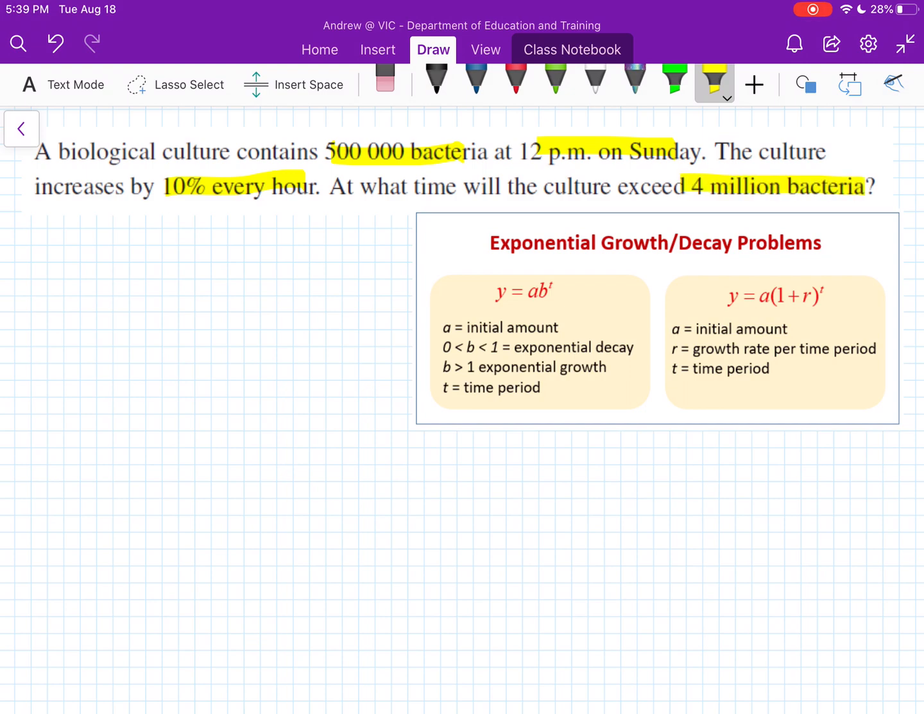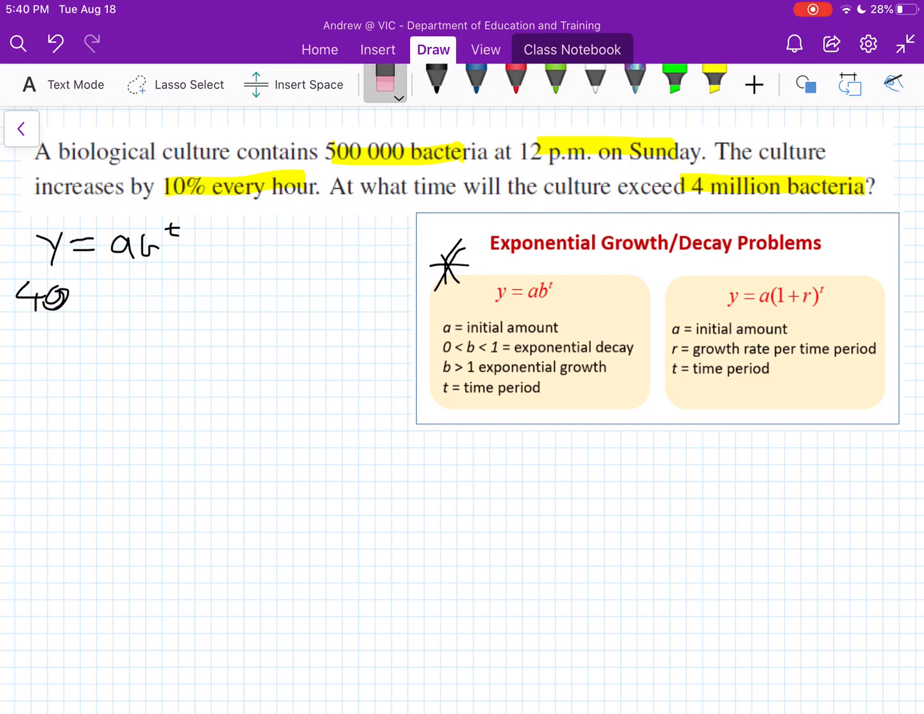Just with exponential growth and decay, you can use one of these two formulas here. I prefer this one. It depends on how the question's stated. You'll see it expressed with different letters depending on the textbook or the website, but it's the same principle. So what we need to identify first: our y is our total amount. In this question, our total amount is what we want to see at the end, and this is 4 million bacteria. So if we have y, and I'll put it in the same format as here, a, b, t, then y is going to be equal to 4 million.